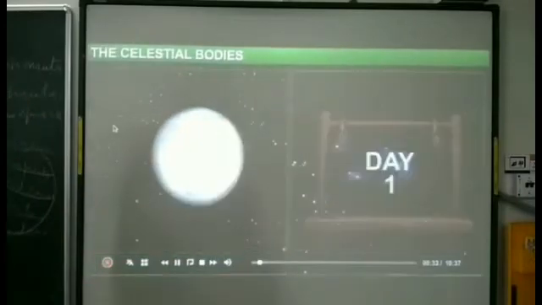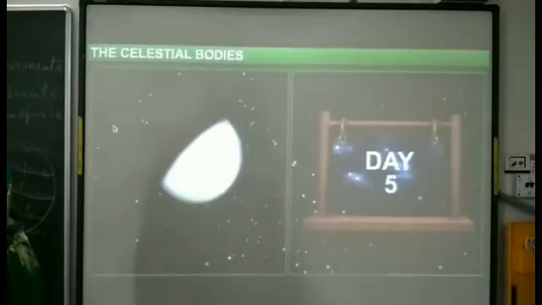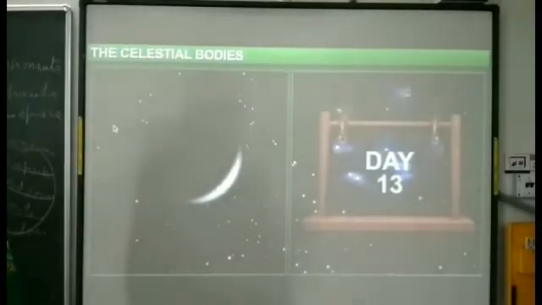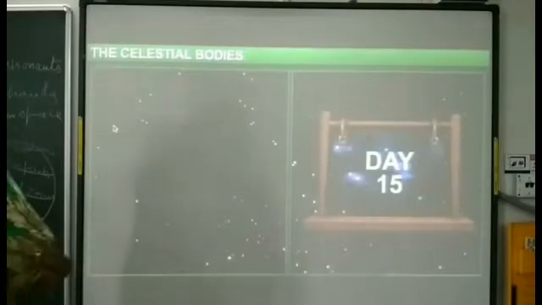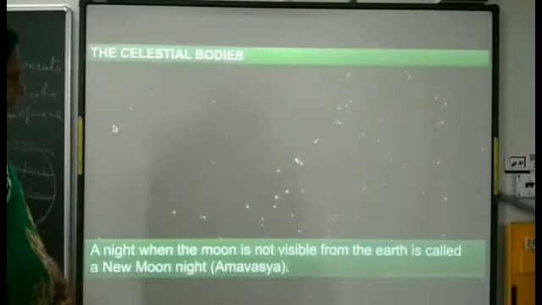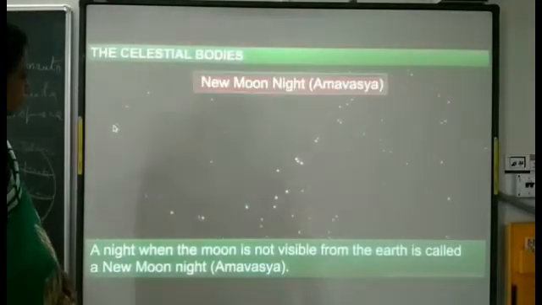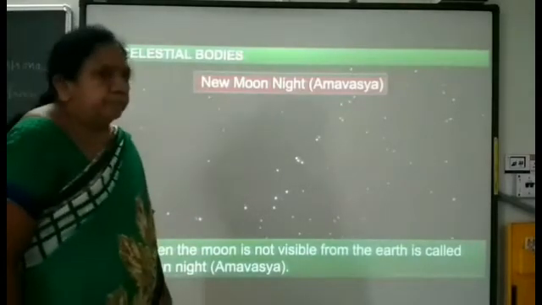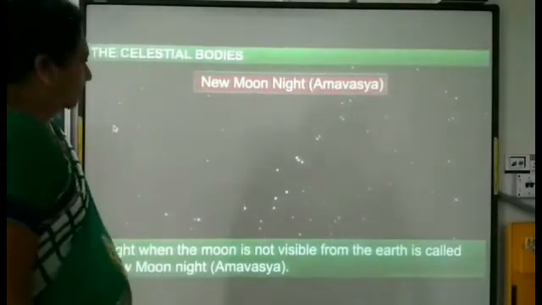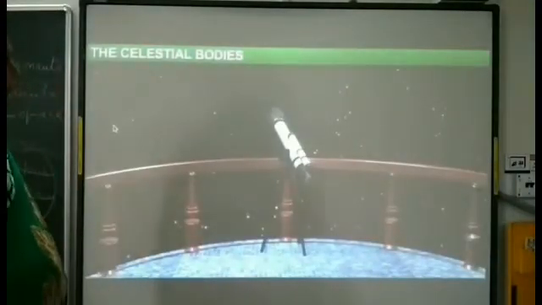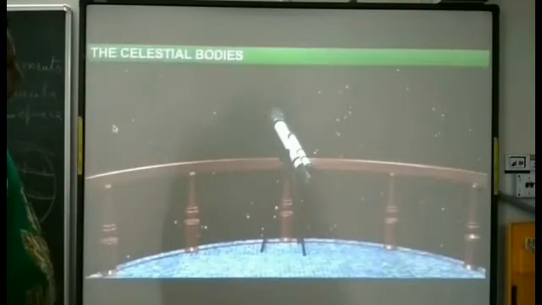Over the next 15 days after Purnima, the moon will gradually appear smaller. On the 15th day, the moon will not be seen at all. A night without a moon, or a no moon night, is called a new moon night. In Hindi, a new moon night is called Amavasya. Generally, a new moon night is the perfect time for stargazing, especially if the sky is clear.